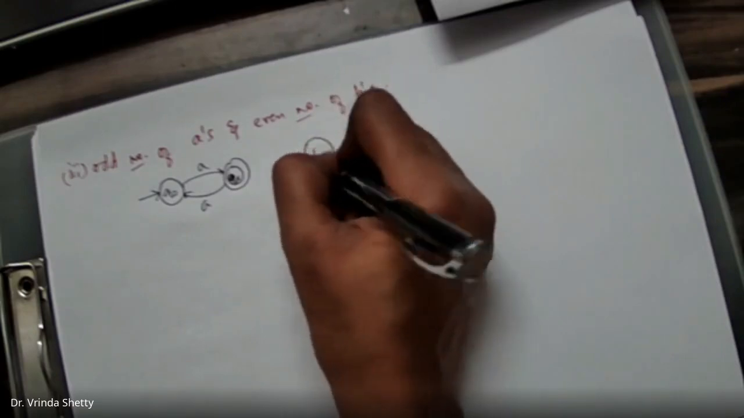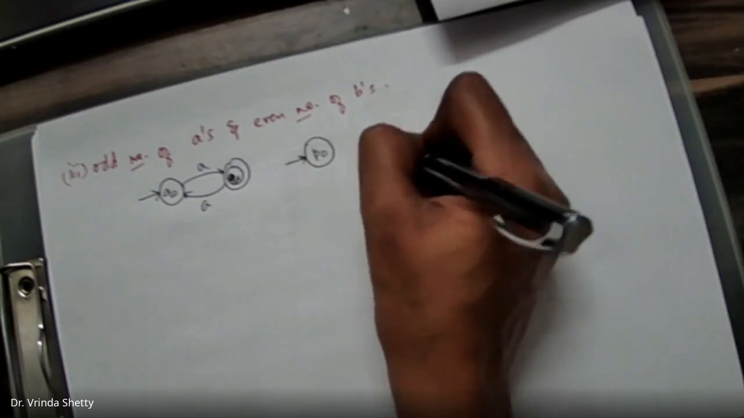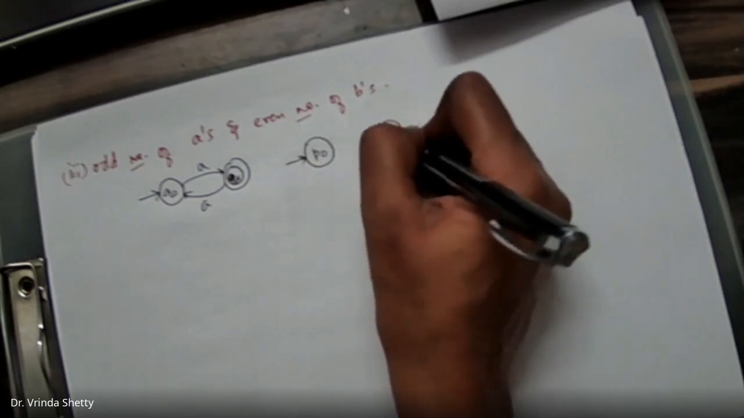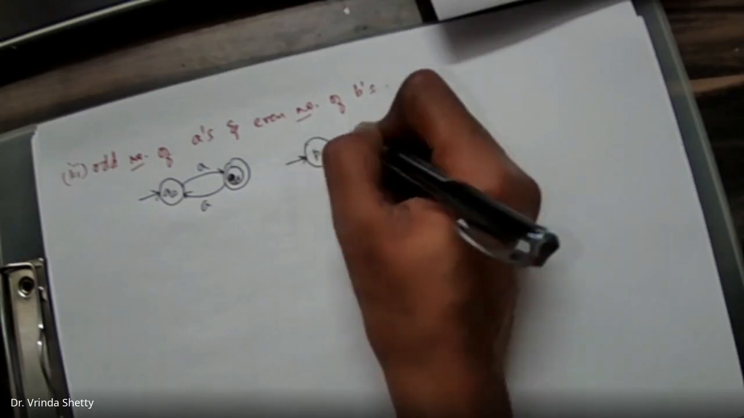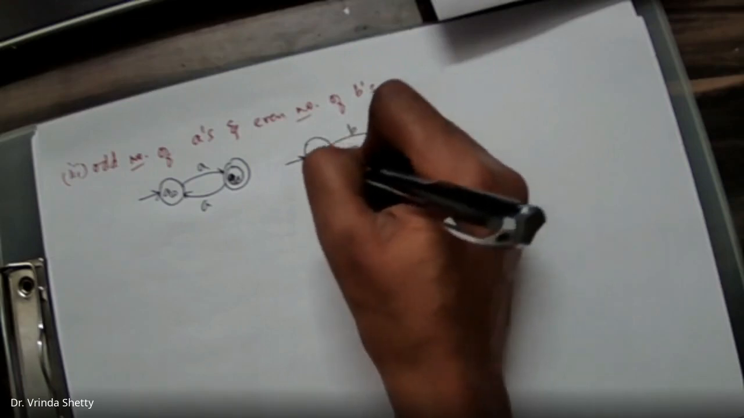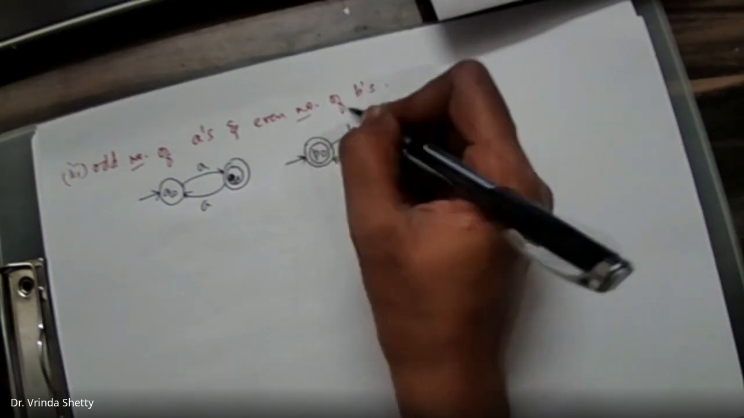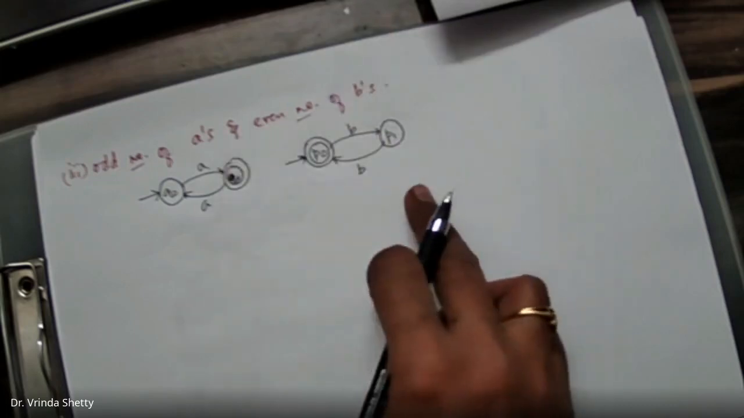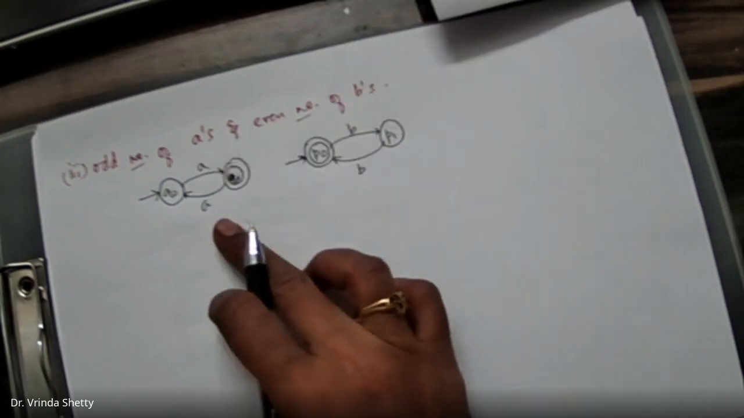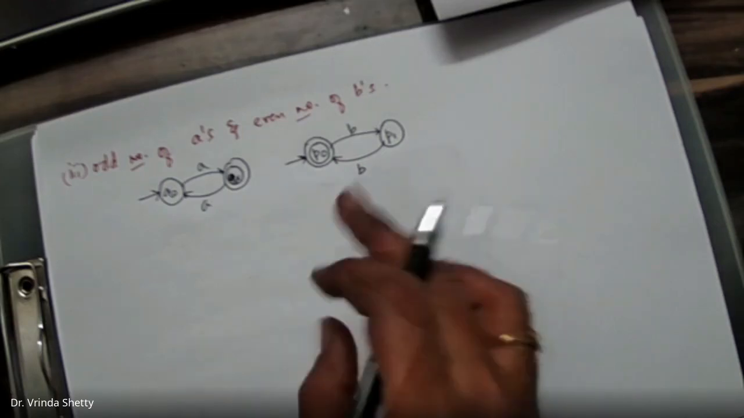Even number of B's is, this is P naught, P1, 1B, 2B. So even, it should accept. So we have constructed two different machines which accept an even number of A's, odd number of A's and even number of B's. Similar to that fashion.